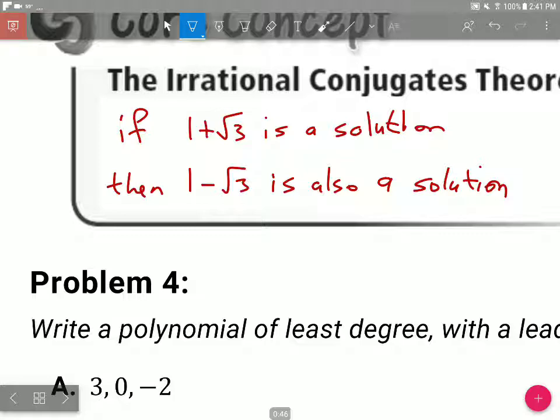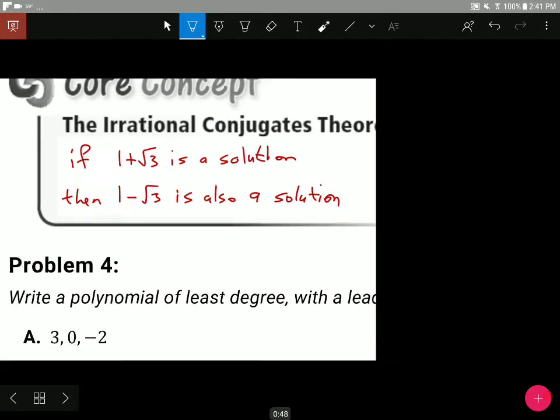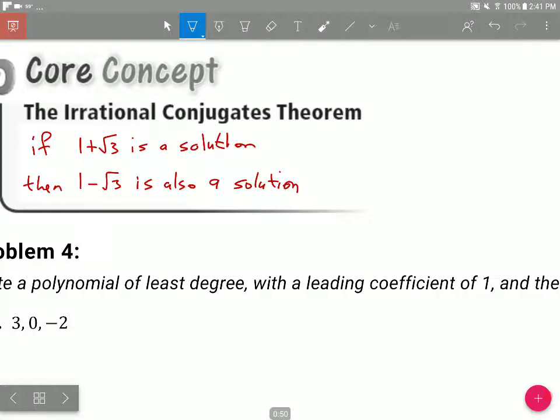And what this is basically telling us is, remember when we did the quadratic equation, and you got a plus or minus the square root of something at the end? That's why. Because if you get the plus side, you're also going to get the minus side. So if you know you have one, then you know you have the other. All right, that's where this goes.